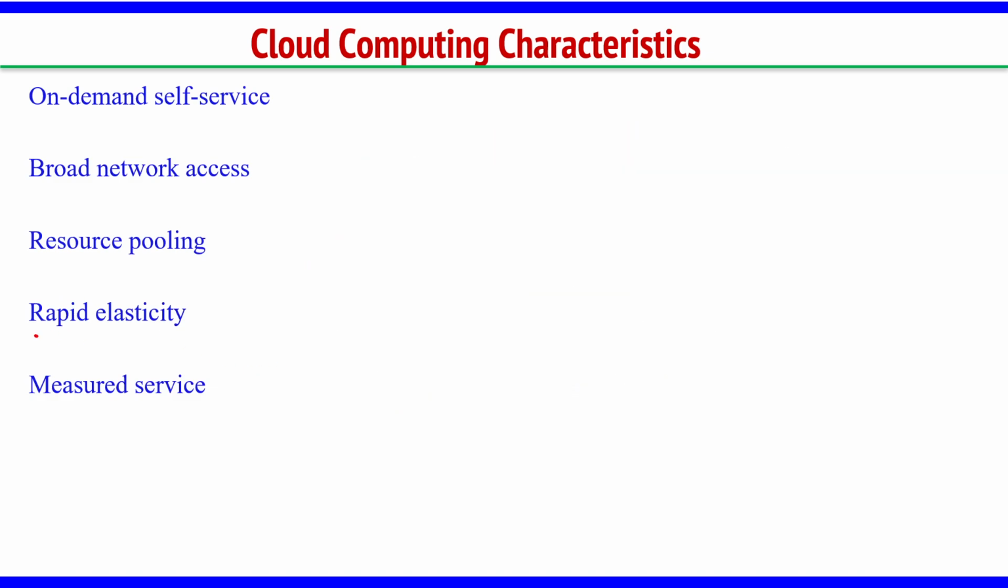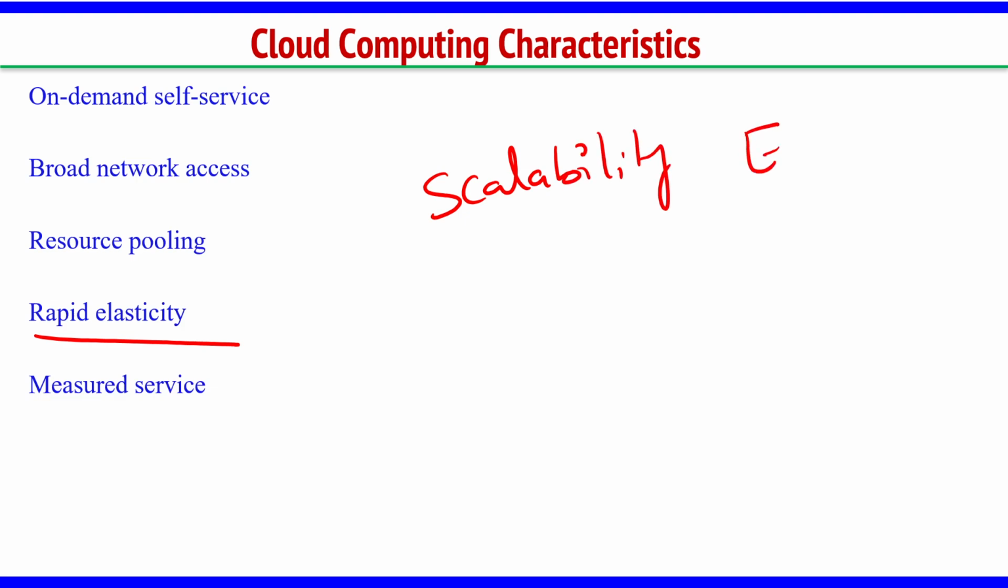Then rapid elasticity. What is this elasticity? We are talking about two terms here, scalability and elasticity. They look similar, they do actually the same thing. What is the difference between scalability and elasticity?